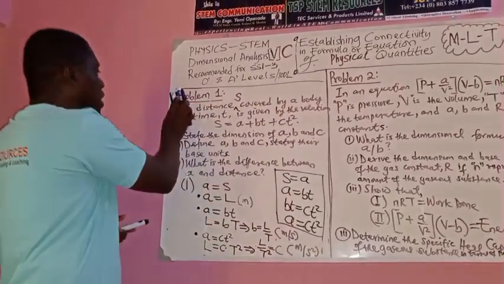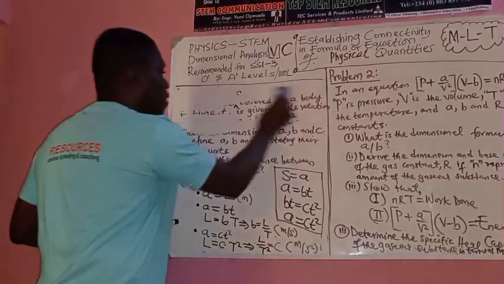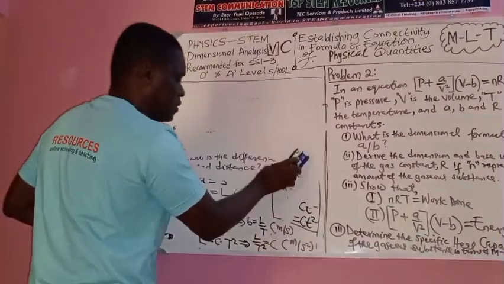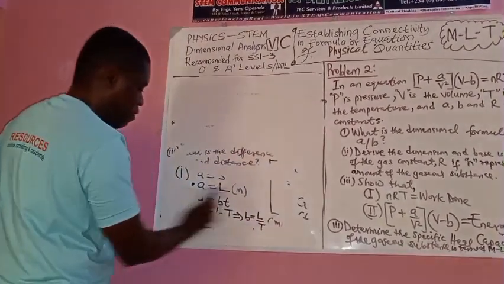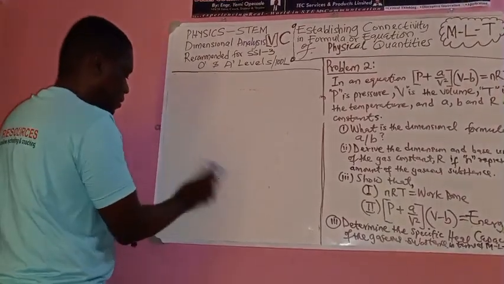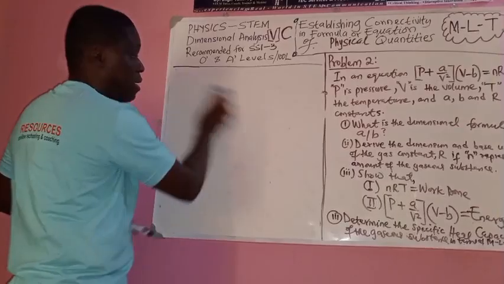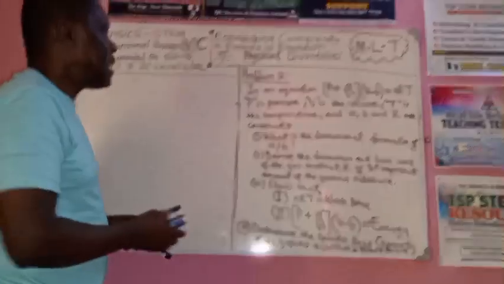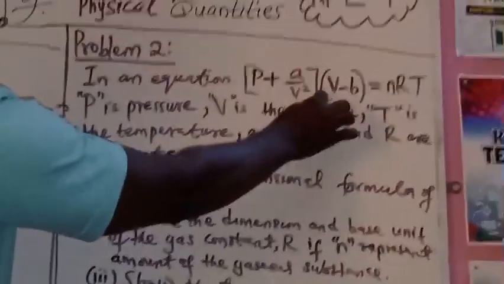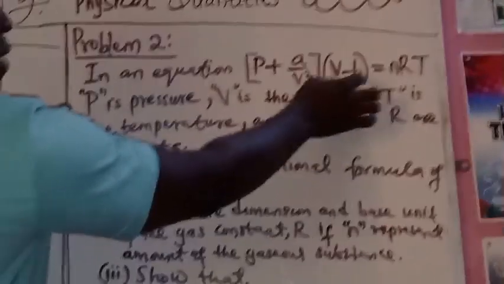Okay, now let me clean this so that I can solve the second one, which will be much more interesting because of things that are coming right from there. Now, look at this number 2. In an equation, (P + a/V²) times (V − b) equals nRT, because when you have two brackets joined side by side, it is times.